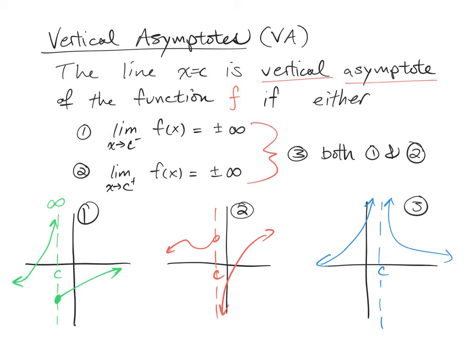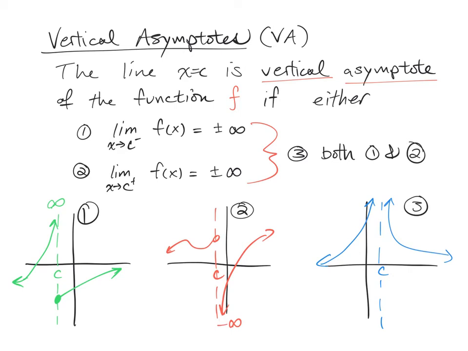In the second case, the limit as x approaches c from the right of f of x equals plus or minus infinity. So it just has to be one of these two. It doesn't have to be positive and negative infinity. That doesn't make any sense. So you can see that this graph from the right side approaches negative infinity as x approaches c. Again, the left side can be doing whatever it wants. We've already established that there is a vertical asymptote from the right side of this graph.